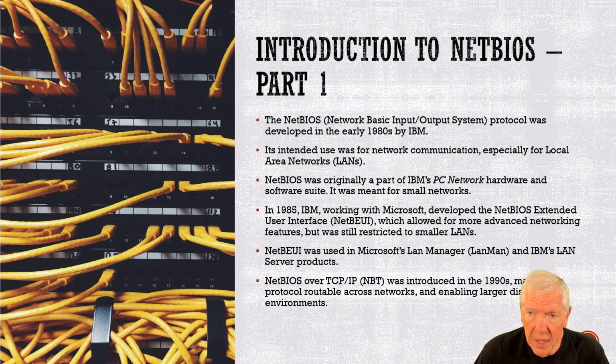NetBIOS was developed for the PC network hardware and software suite. This is IBM stuff. It was meant for small networks. IBM began working with Microsoft, which I think IBM may have lived to regret, because that made Microsoft a giant company, and IBM began divesting itself of certain products that Microsoft was taking over. So Microsoft and IBM developed what's called the NetBIOS Extended User Interface, NetBEUI. It's a crazy acronym. It allows for more advanced networking features, which were restricted at one time only to smaller LANs.